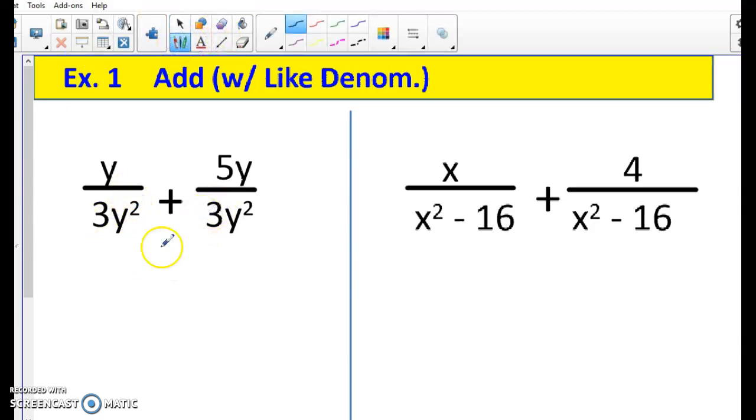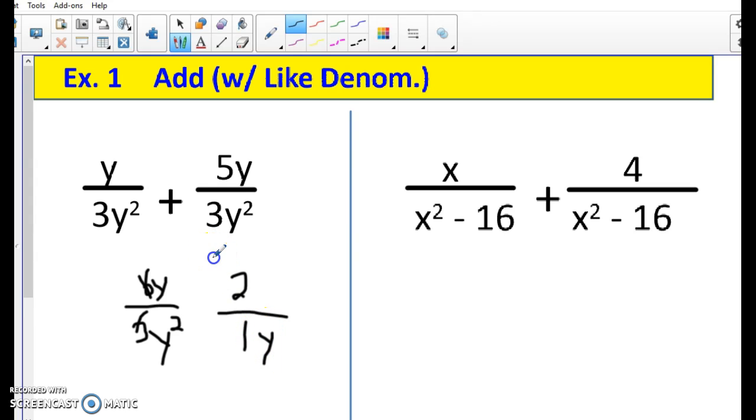My denominators are the same, so I know my answer is going to have this 3y squared, or at least step 2 will, I should say. And then on my numerators I have y and 5y, which will give me 6y, but we should still simplify at the end. So 6 and 3 can be simplified, so I'm going to end up with 2 over 1. If I have 1y on top and 2 on bottom, I end up with 1y on the bottom, so I'm left with 2 over 1y.